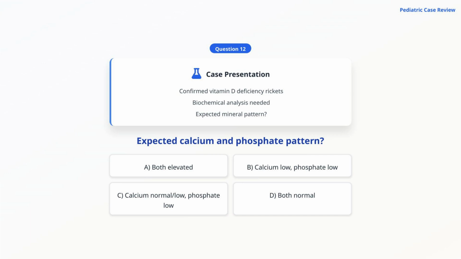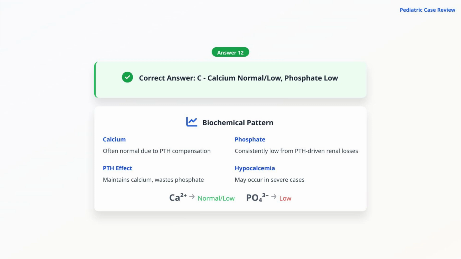Case 12. A child has confirmed vitamin D deficiency rickets. Question: what is the expected pattern of serum calcium and phosphate levels in this patient? Option A, both elevated. Option B, calcium low, phosphate low. Option C, calcium normal or low, phosphate low. Option D, both normal. The correct answer is C, calcium normal or low with low phosphate.